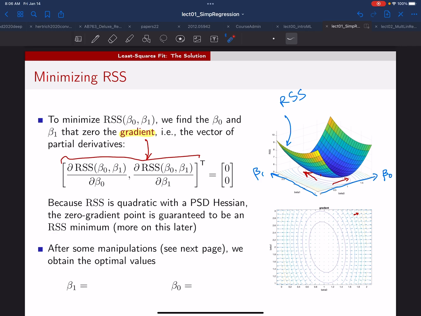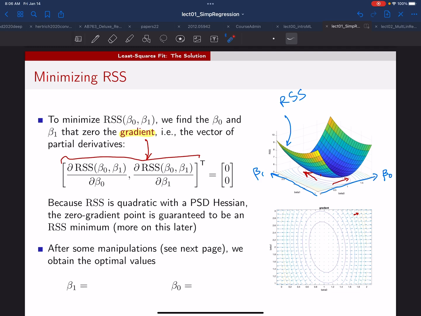And that minimum we can find by searching for the values of beta 1 and beta 0 where the derivatives of the RSS equal 0 in any direction. So if I'm right at the bottom, somewhere over there, and I look in any direction, I would find that my slope is 0. And we can formalize that by saying that the partial derivative of RSS with respect to beta 0 equals 0, and the partial derivative of RSS with respect to beta 1 equals 0.